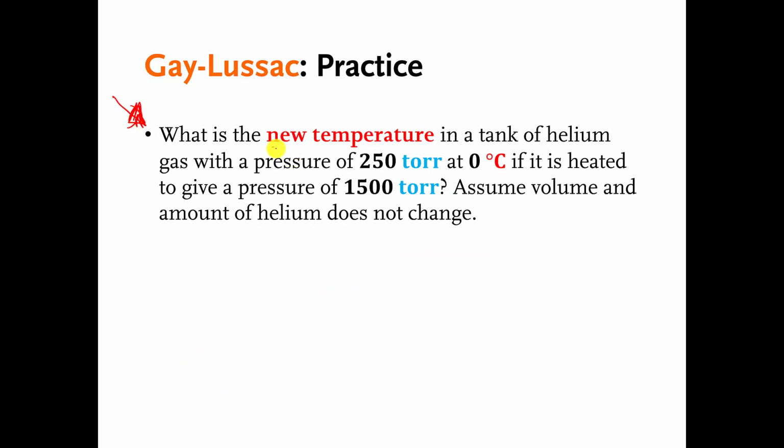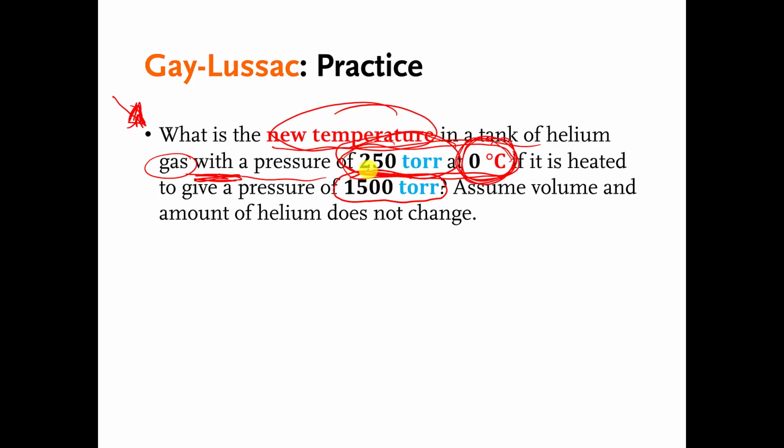It says, what's the new temperature of a tank of helium gas? So this is a tank where the walls don't move, with a pressure of 250 torr at 0 degrees Celsius, and then you heat it up, and the new pressure is 1500 torr. So basically, you start out with cold gas, the pressure is 250 torr, and they want to know what temperature you have to heat the gas up to inside of the container so that the new pressure ends up at 1500 torr.